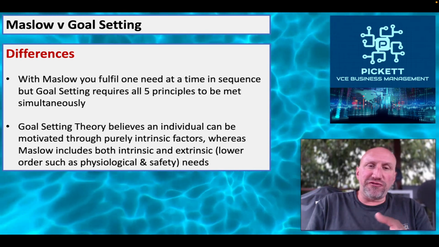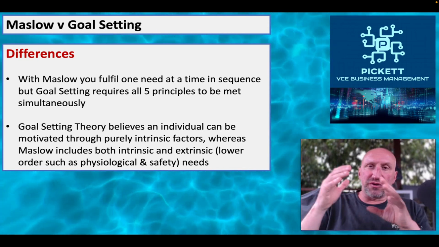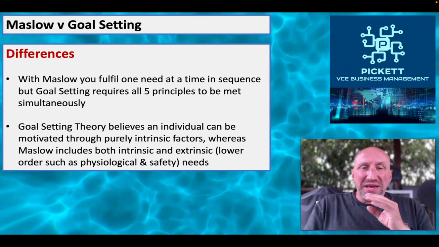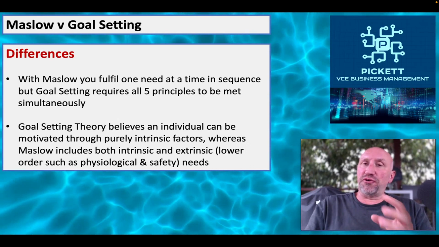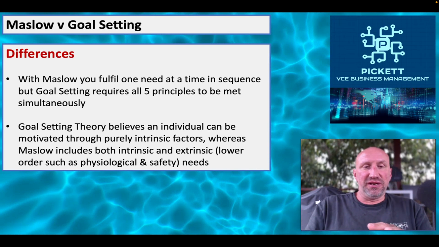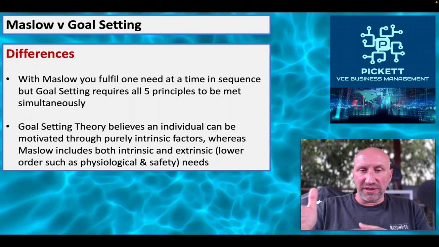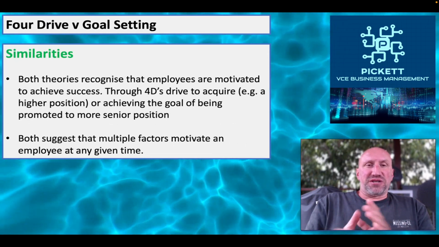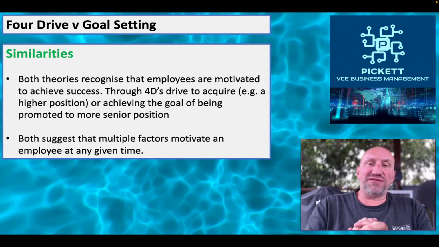Differences. With Maslow, you fulfill one need at a time in that sequence again, but with goal setting, it means you've got to meet all of those 5 principles of the theory simultaneously. And then secondly, goal setting believes an individual can be motivated purely through intrinsic factors, whereas Maslow includes both intrinsic and extrinsic. So the lower order needs at the bottom of Maslow are extrinsic, the physiological and safety, and the top ones are intrinsic. Four drive versus goal setting, the last combination. Similarities. Both theories recognize that employees are motivated to achieve success.